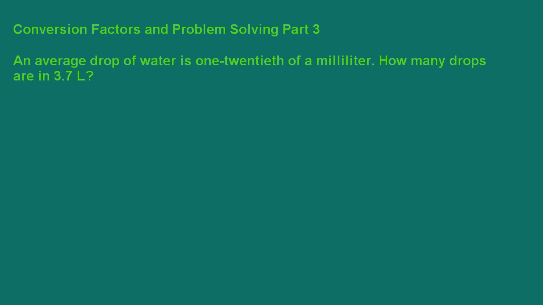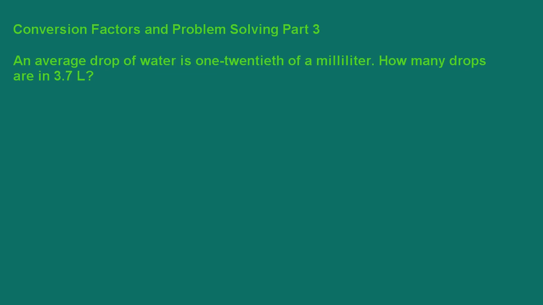We're going to continue with conversion factors and problem solving, and we're going to do some more complicated problem solving here. Now, this first problem states that an average drop of water is 1/20th of a milliliter. How many drops are in 3.7 liters?